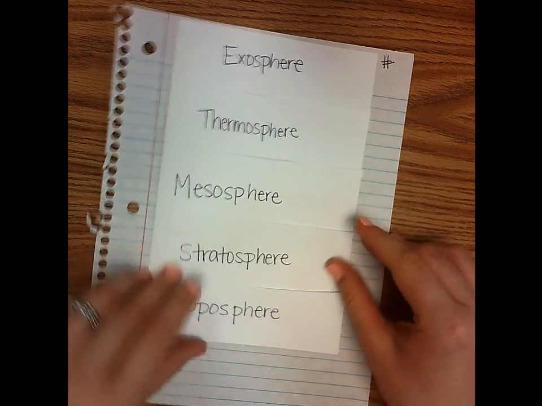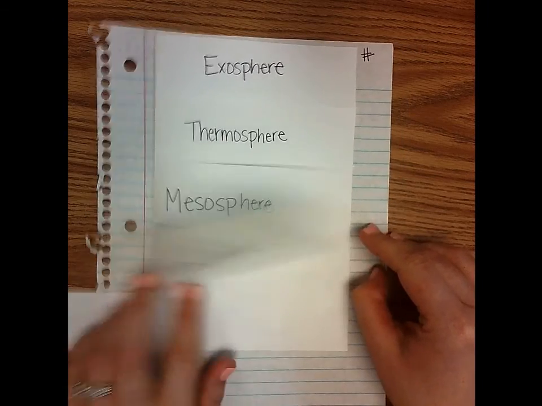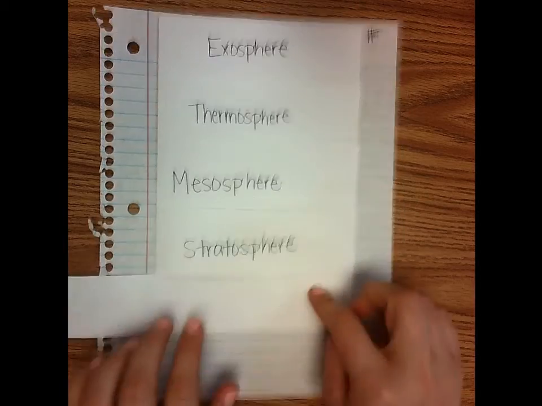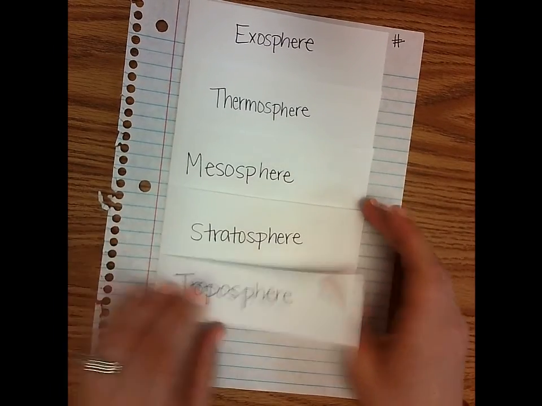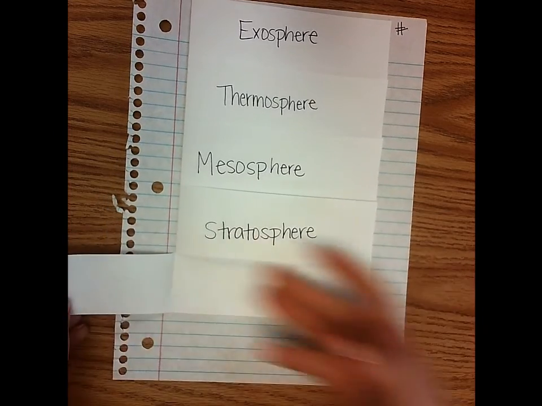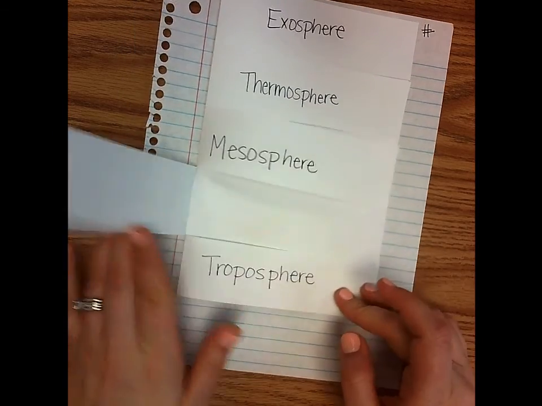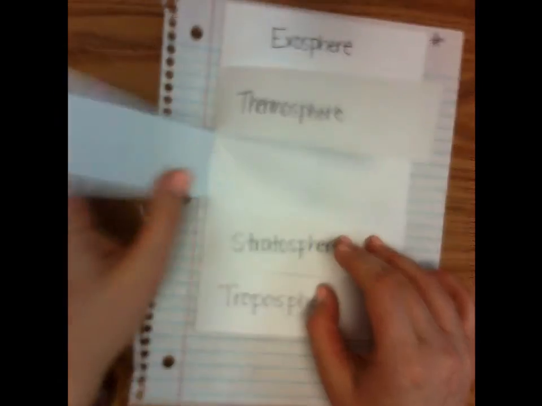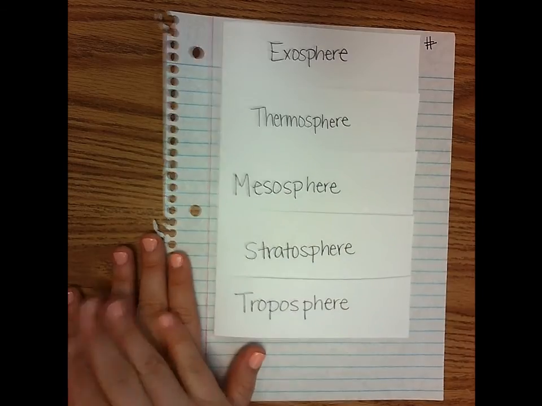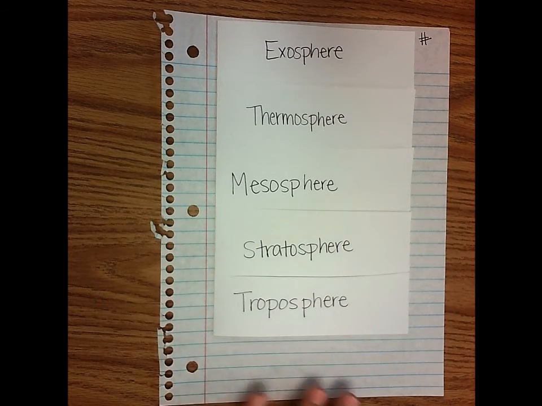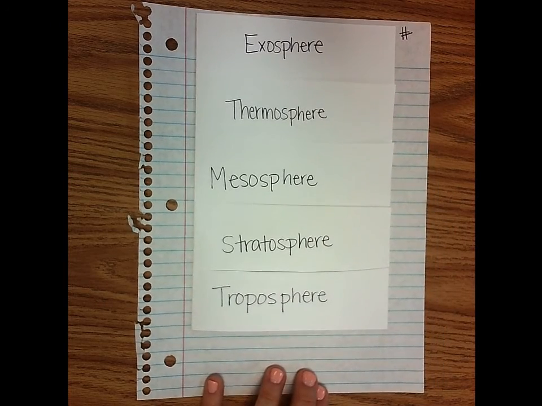Okay, so in each section, you are going to put information about that layer in that section so that whenever you flip it, everything about the troposphere is in this section. Stratosphere, mesosphere. Okay, this is the purpose of a foldable. So that when you fold the section back, you have information about that section.